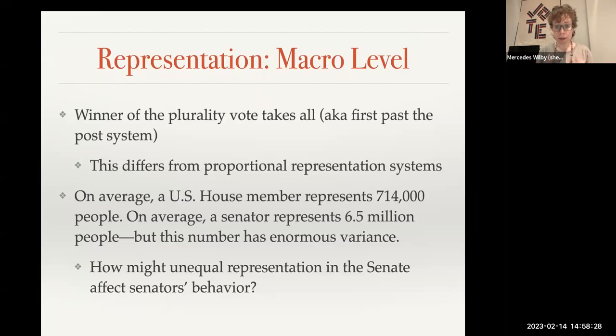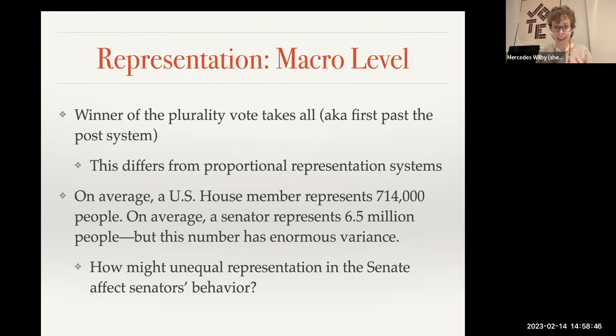We elect our Congress members to represent us. So how does this work? And if we want to look at the big picture, the macro level, we have to look at how these elections work and how many people each Congress member or senator represents.